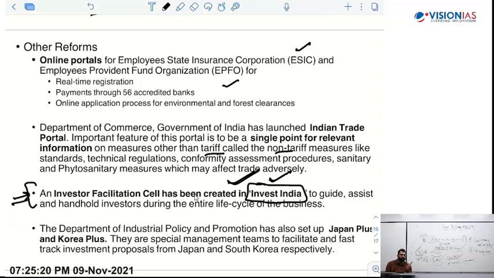Earlier it was 49% held by the central government and 51% by business bodies. This changed recently, the ownership structure of Invest India. But this is a very important body because it is providing one point of assistance to all the foreign investments coming in the country.